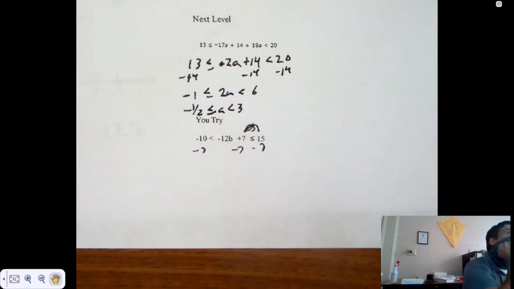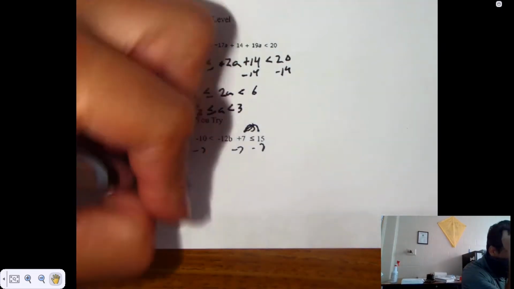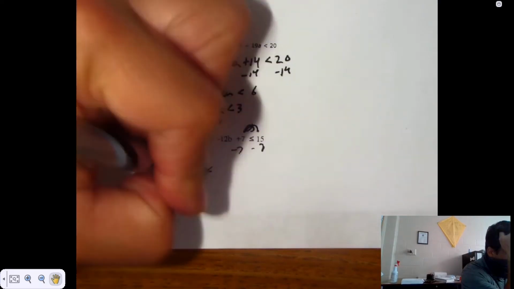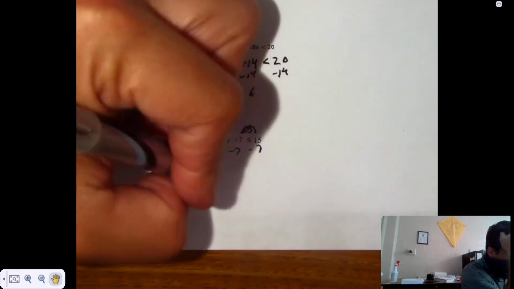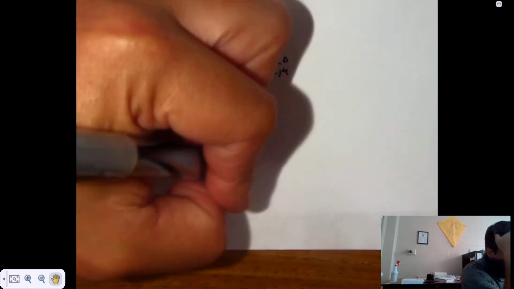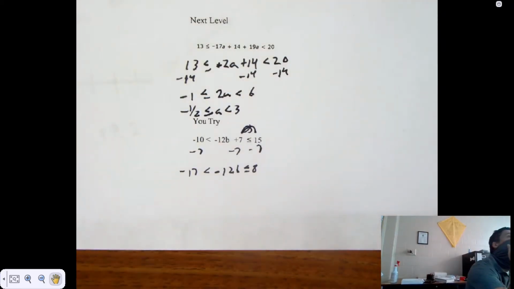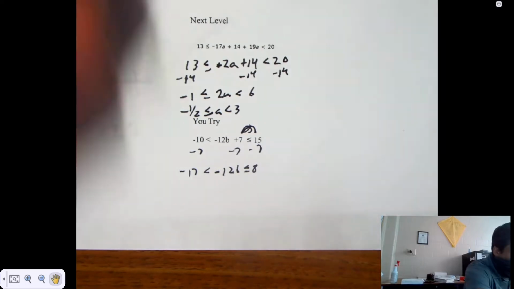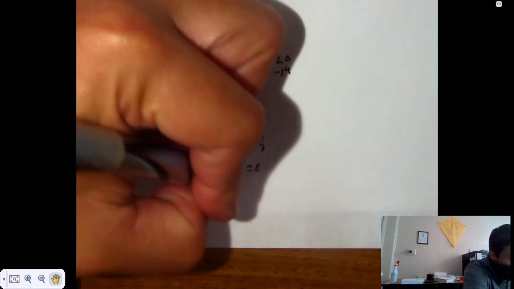Anyways, you take away your 7. And if you subtract 7 from negative 10, you've got your negative 17. Subtract 7 from 7, you've got nothing. So 12b there, and it's negative. And 15 minus 7 is 8, last I checked. We're going to divide all 3 pieces by that negative 12.